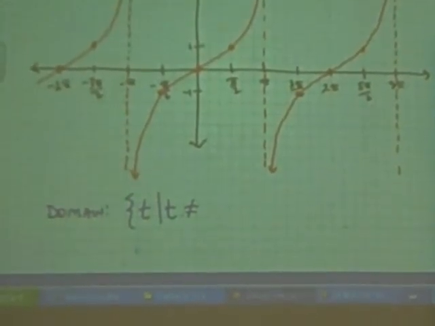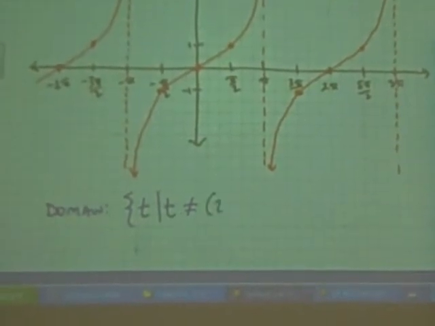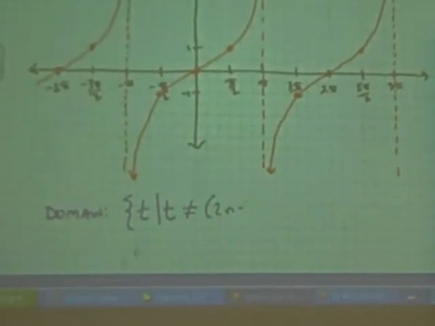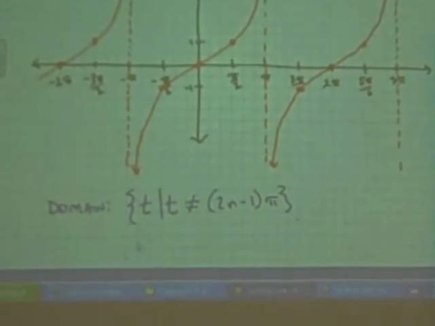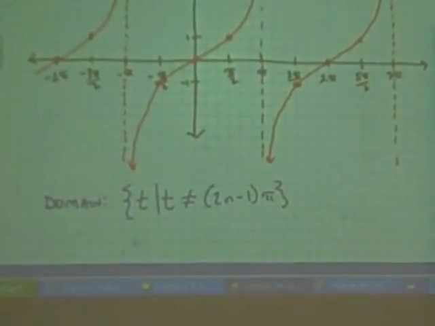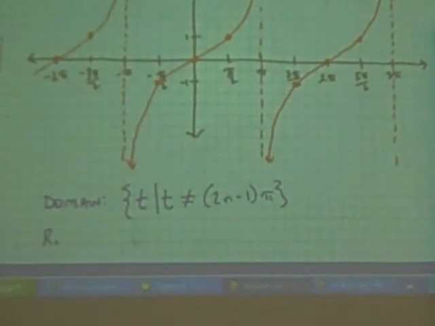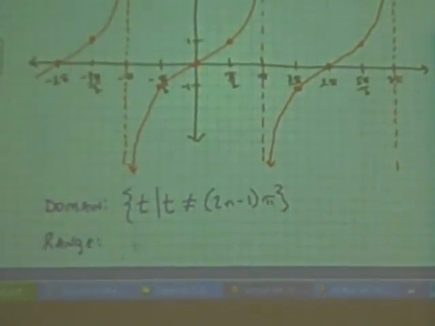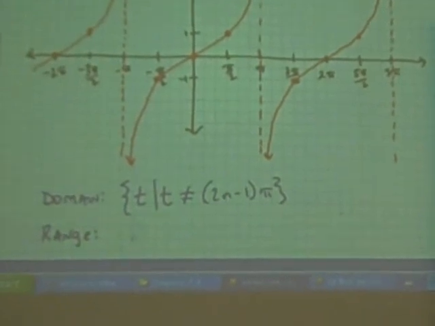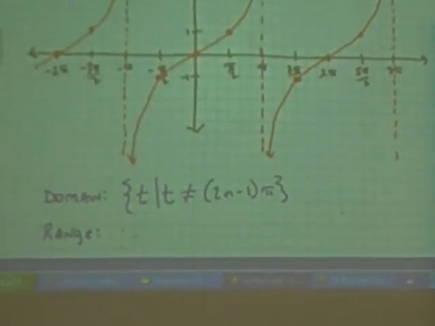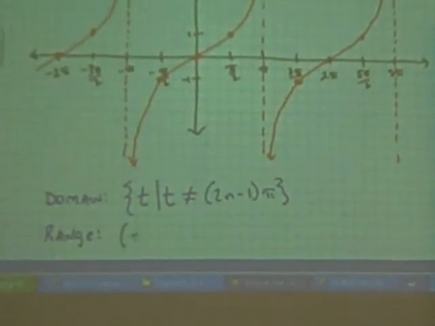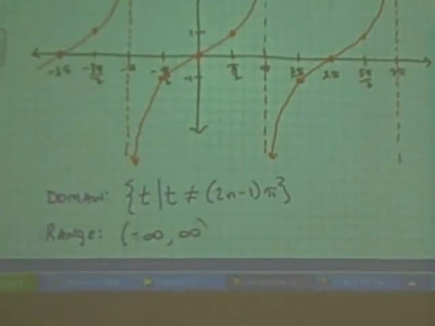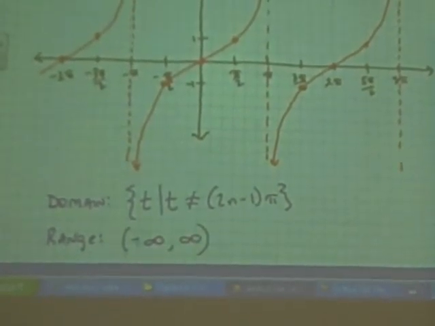How do I represent the odd multiples of pi? 2n minus 1 is an odd number times pi. Those are the odd multiples of pi. What's the range? Negative infinity to infinity, all real numbers, whichever way you want to represent that, with negative infinity to infinity or the big ugly R.